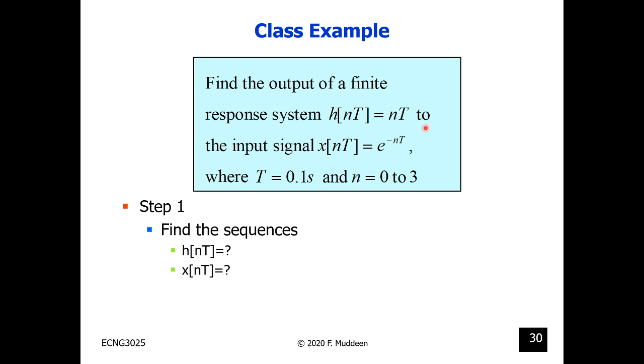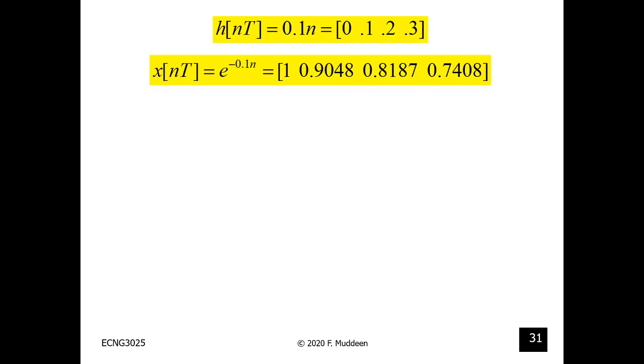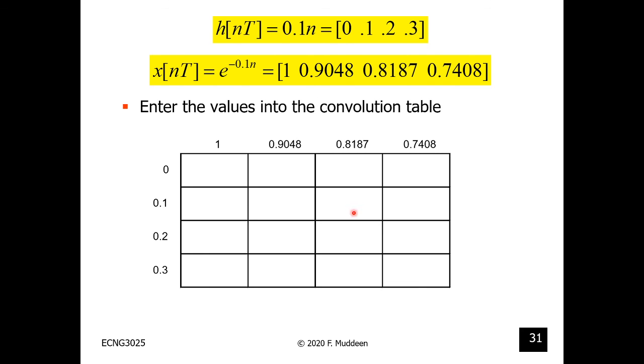H of n, we do the same thing as we did for x of n. T here is 0.1, and then we substitute n equals 0, 1, 2, 3 accordingly to get our h of n sequence. After we do this, we get our x of n sequence and our h of n sequence. We then put these into the convolution table that we saw in the previous slides. In this case, our x of n sequence is going to be on the topmost row: 1 here, 0.9 here, 0.8 here, 0.7 here. And our h of n sequence is going to be on the leftmost column: 0 maps here, 0.1 here, 0.2 here, and 0.3 here.